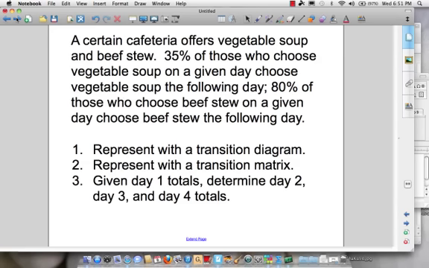From section 6.1, you need to be able to do the 3 things listed here. If I give you a situation where people are transitioning from one choice to another, from one day to the next or one week to the next, you need to be able to represent the situation both with a transition diagram as well as a transition matrix. And then you need to use that information to determine how many people would choose each option on subsequent days.